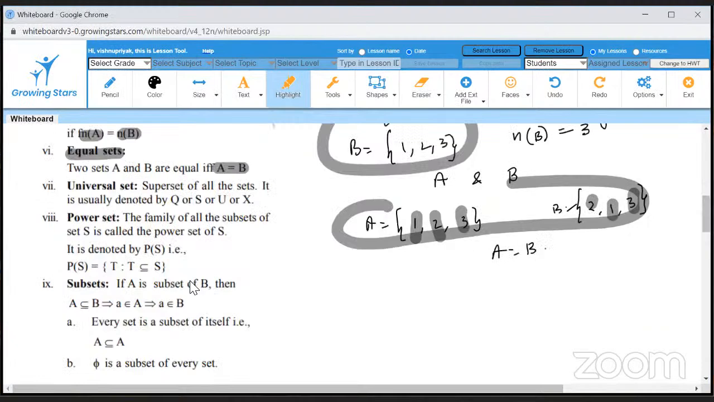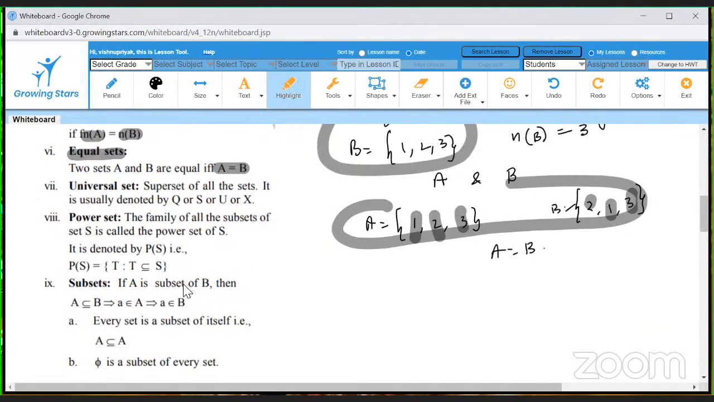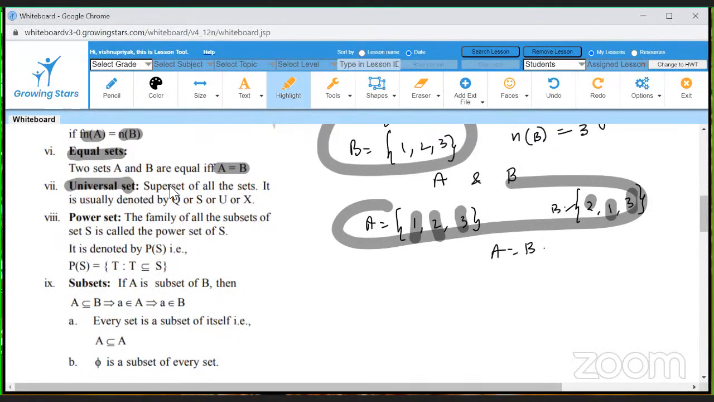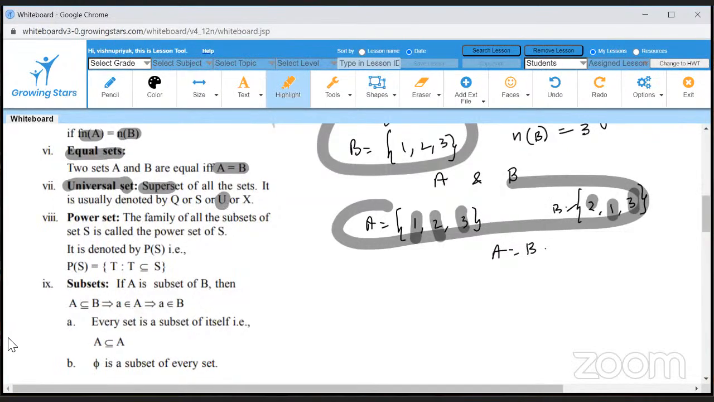Okay, next. Universal set. A universal set is the largest set. In the universal set, all sets you will have. It is the super set. The universal set is denoted by U.